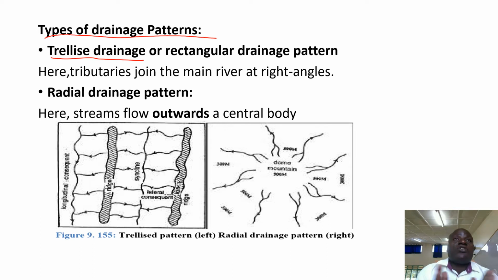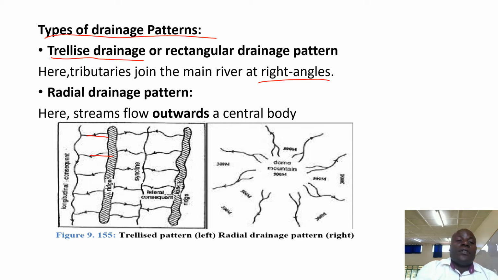Here, in trellis drainage pattern, tributaries join the main river at right angles. Tributaries join the main river or the consequent river at right angles. If you check on the diagram, this is a diagram for trellis. The rivers, small ones, are joining the main river at right angles.